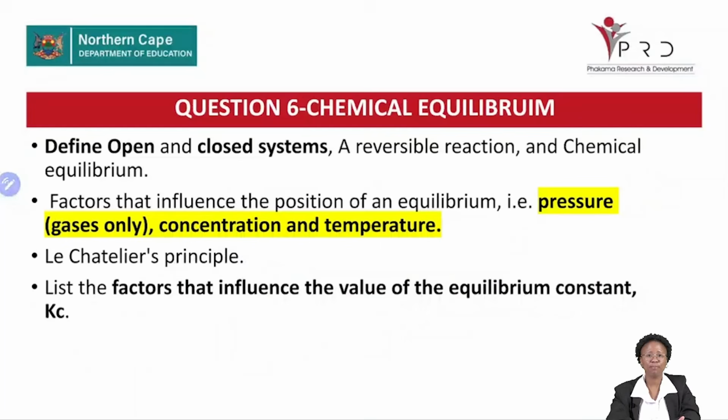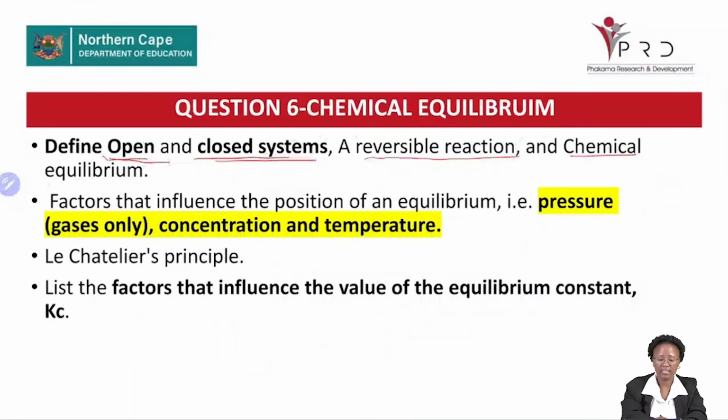Now, quickly, let us jump on to question 6, which is our chemical equilibrium. What is it that we must remember when we are dealing with this question? Firstly, you need to be able to define the following terms: an open and a closed system. Remember, an open system has a continuous interaction with the environment, while a closed system is isolated. And then a reversible reaction shows that the reactant can react to form the product, and the product can react again to form the reactants.